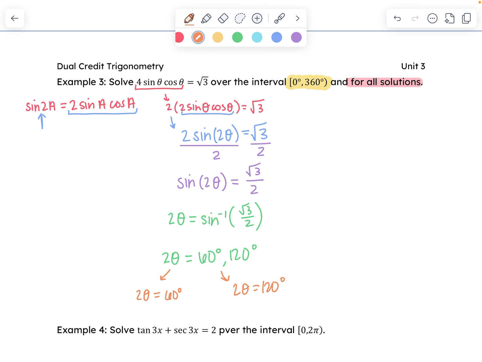So when I do that, let's do purple. Divide by 2. So theta is going to equal 30 degrees. And when I divide by 2, theta is going to equal 60 degrees. So I have that theta is equal to 30 degrees and 60 degrees.